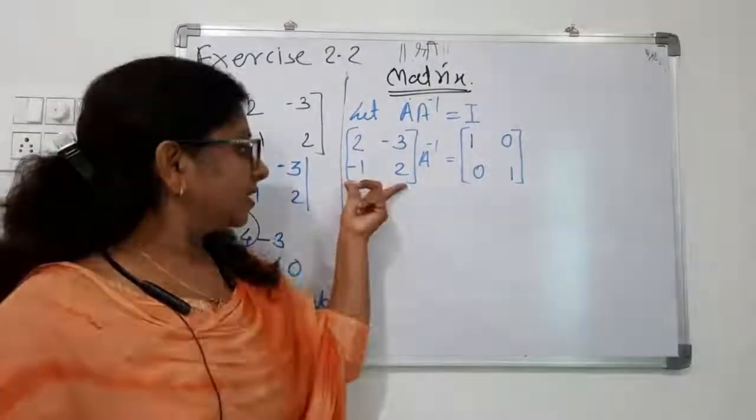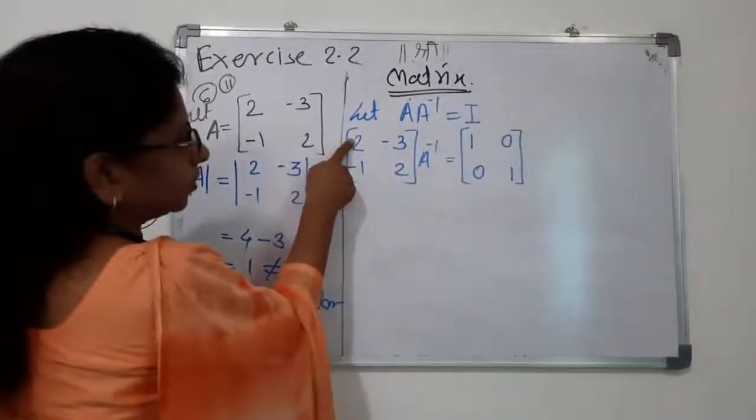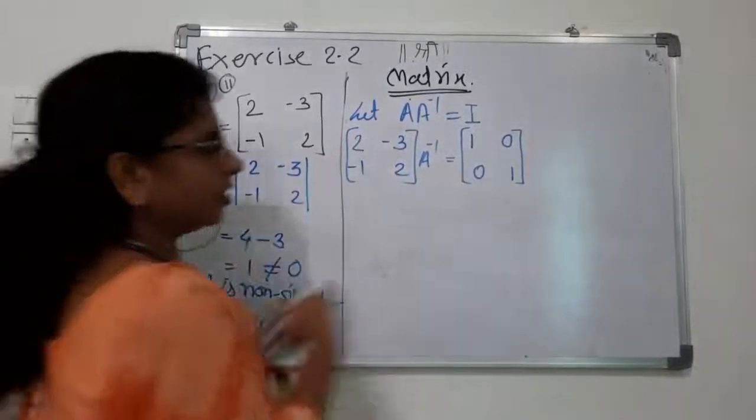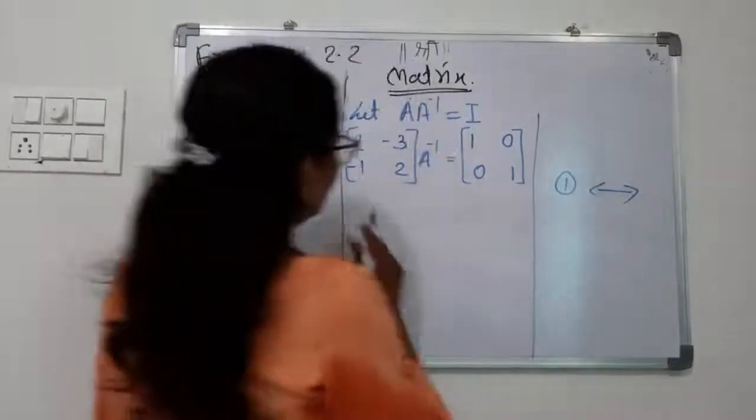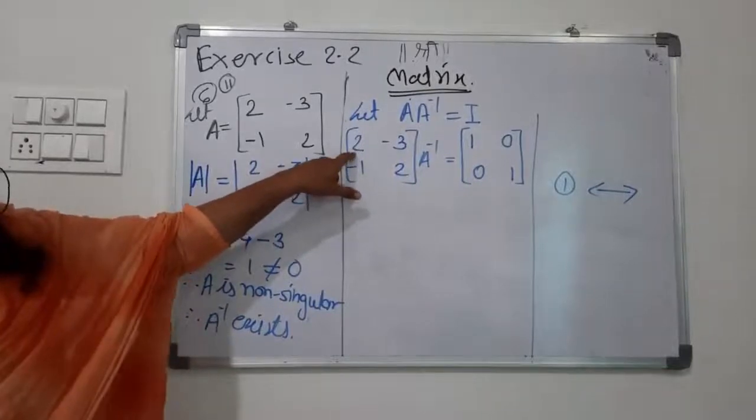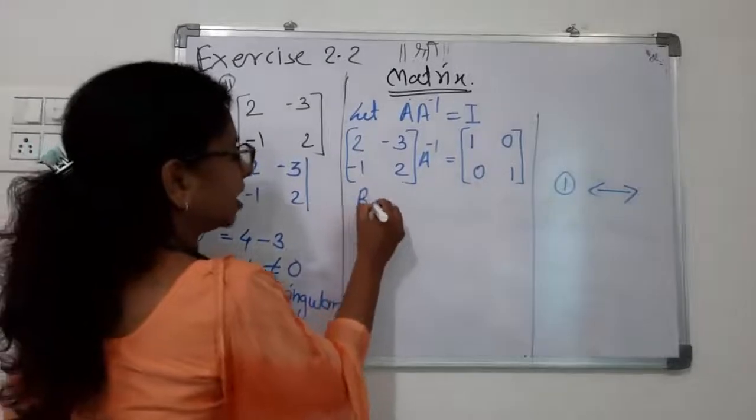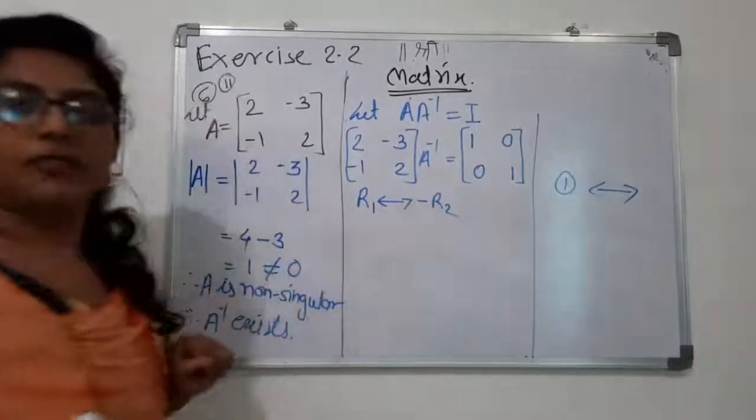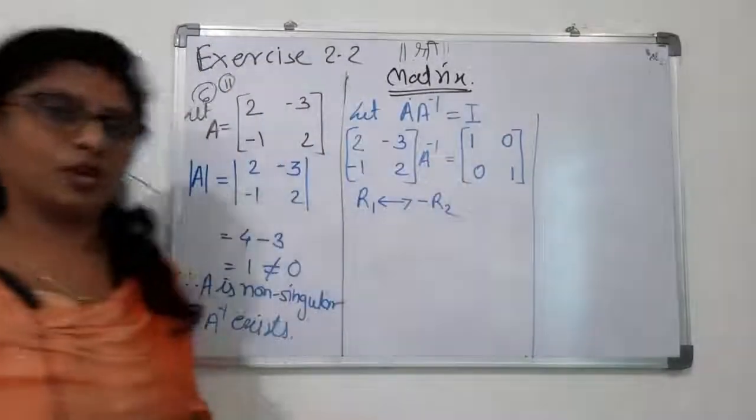So to make this matrix identity, we have to bring 1 here. How will you bring 1 here? There are 3 transformations we discussed. First, exchanging rows. Can we exchange R1 and R2? And we will get 1 here. The minus sign we can adjust, no problem. So we will exchange R1 with minus of R2. So it is suitable here to use the row transformations.